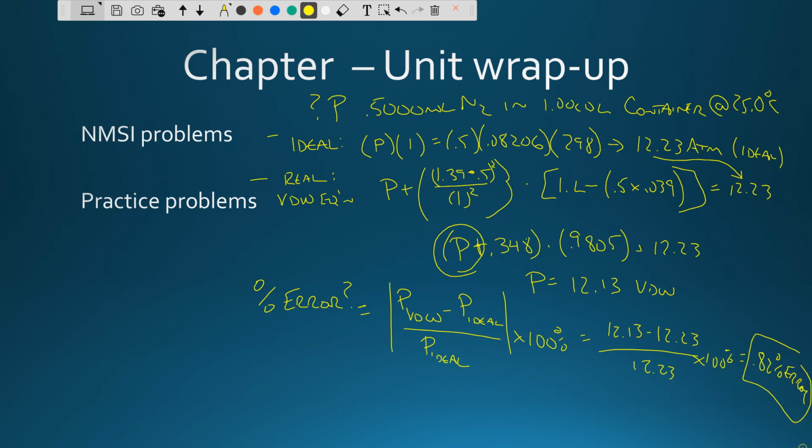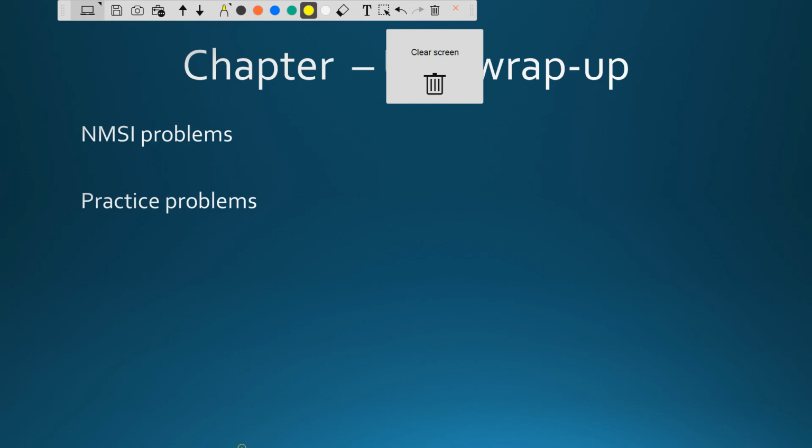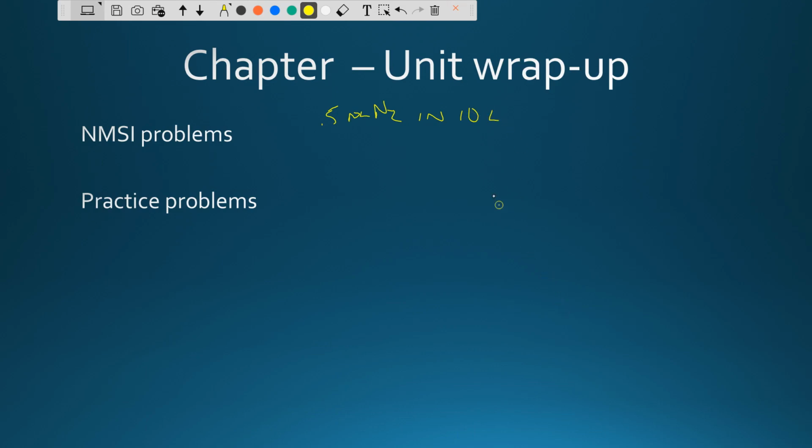So it's not that much of a difference, but there is a slight difference between our real gas value compared to my ideal gas value. Let's take a look at another example. Let's say we have 0.5 moles again of my nitrogen, but this time we have it in a 10-liter container. And we're going to do that at, once again, 25 degrees Celsius. The reason that temperature is important is because that's my B value that I'm going to be using.